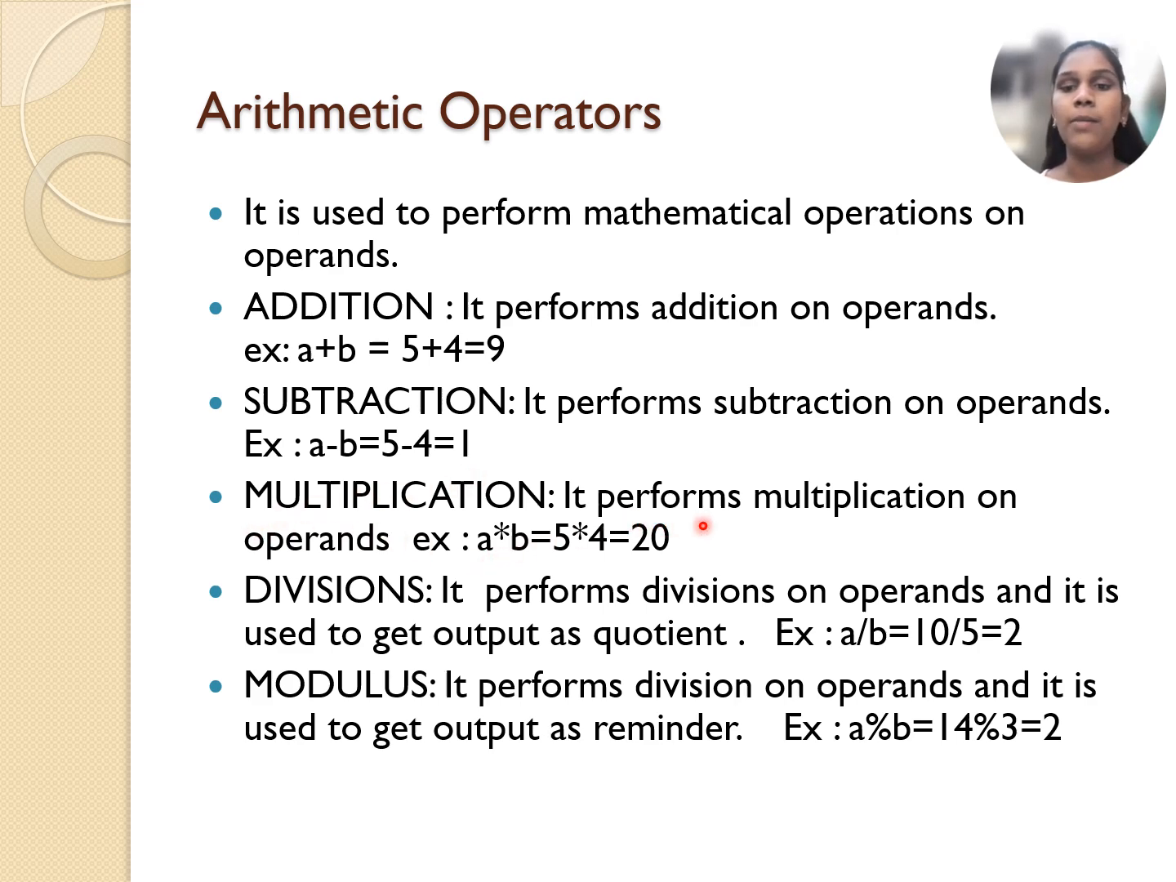Multiplication, it performs multiplication on operands. Example, a into b is equals to 20. Division, it performs division on operands and it is used to get output as quotient. Example, a by b is equals to 2. Modulus, it performs division on operands and it is used to get output as remainder. Example, a modulus b is equals to 0.